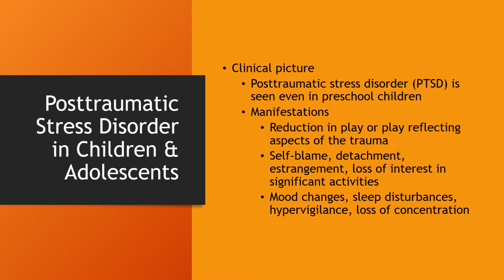Other alarming statistical relationships with PTSD are for children who are sexually abused. 90% will go on to have PTSD, exposed to a shooting at school, 77%, and those who see community violence in urban settings have about a 35% chance of PTSD. Post-traumatic stress disorder is seen as early as in preschool children. PTSD may manifest as reduction in play or play reflecting aspects of the trauma, self-blame, detachment, estrangement, loss of interest in significant activities, and you will see some mood changes, maybe sleep disturbances, hypervigilance, or even loss of concentration.